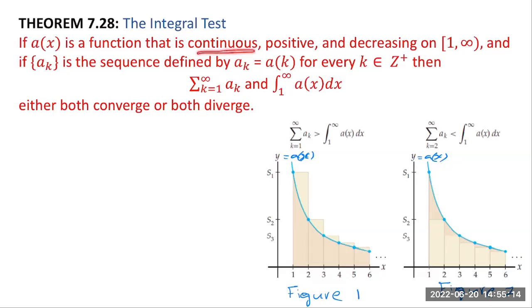So remember, if you want to go with the integral test, the function has to be continuous, positive, and decreasing on this interval 1 comma infinity. And your sequence a_k, you should be able to obtain by plugging k into your function. a_k is equal to a(k). a(k) means you plug in the integer k in your function a(x). That will give you the k-th term of the sequence a_k. And then what the test tells you is that this series and this integral either both converge or both diverge. What that tells you is that if this integral converges, then the series also converges. If this integral diverges, then the series also diverges.